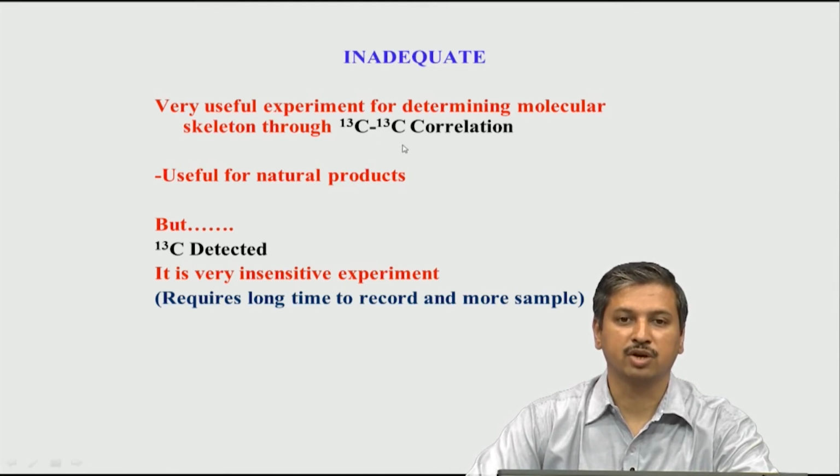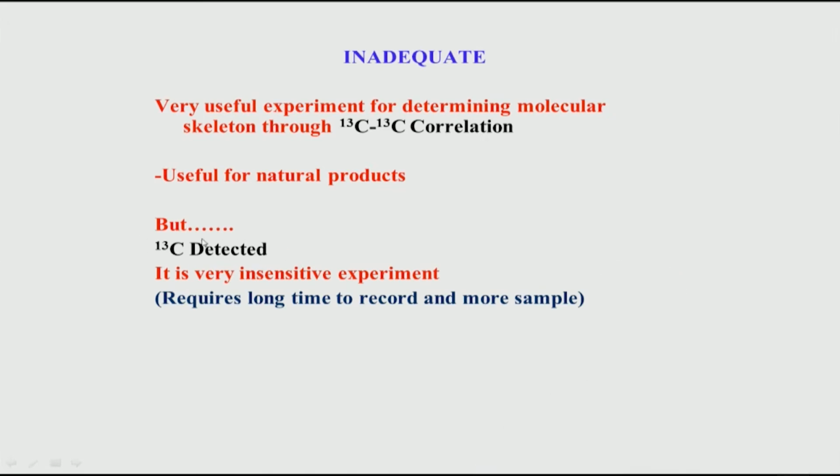J coupling is a common feature everywhere. Only through J coupling can we transfer polarization if you want to study like a COSY experiment. So, it is very useful for natural products and so on, but remember it is C13 detected, meaning everything is carbon 13 here, there is no hydrogen or proton involved.